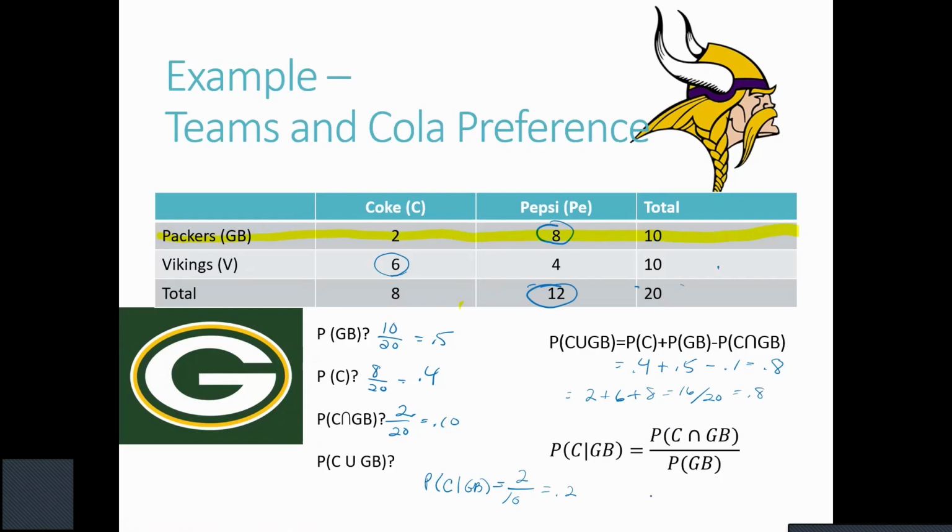We can also do it using the formula. So the probability of Coke and Green Bay we figured out is 0.10, and the probability of Green Bay we figured out is 0.50. And so that basically is 1/5, which is 0.20. So if you have the whole table, you can do it with the table, but if you don't, you can also do it with the probabilities, and you should practice both.